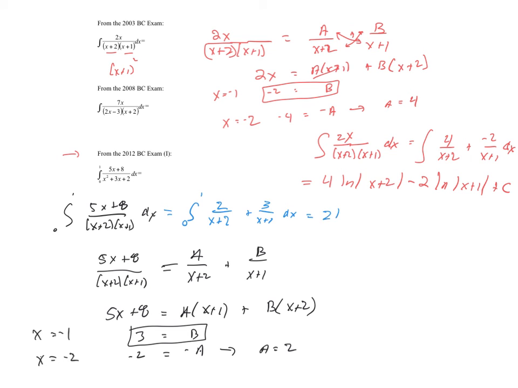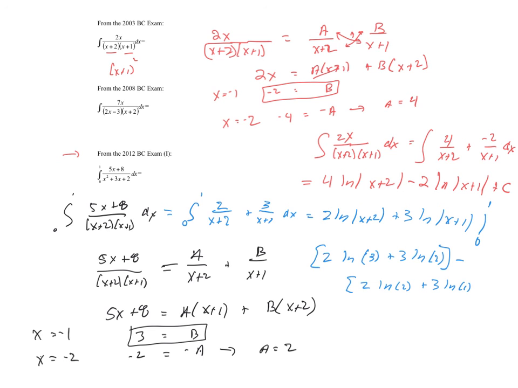So that's going to be 2 natural log absolute value x plus 2 plus 3 natural log absolute value x plus 1 evaluated between 0 and 1. So then I'm going to have 2 natural log of 3 plus 3 natural log of 2. That's from evaluating at my upper limit, minus, in my lower limit, 2 natural log of 2 plus 3 natural log of 1. And then we're going to simplify.